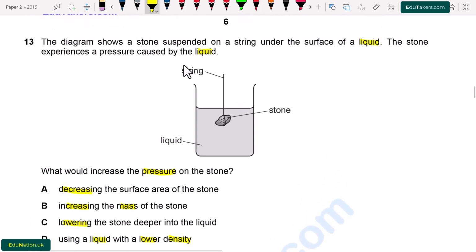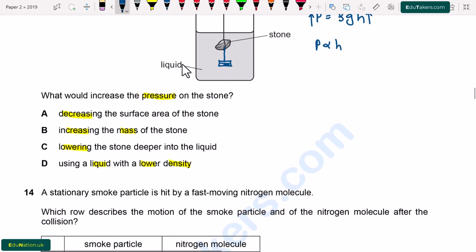First of all, we know that the pressure in a liquid is equal to rho g h, where rho is density, g is gravitational field strength and h is the height. When I lower this stone, it might be at this position. So the height increases. With the increase in height, the pressure also increases because pressure is directly proportional to height. It means that I have to lower the stone deeper into the liquid. So option C is correct.